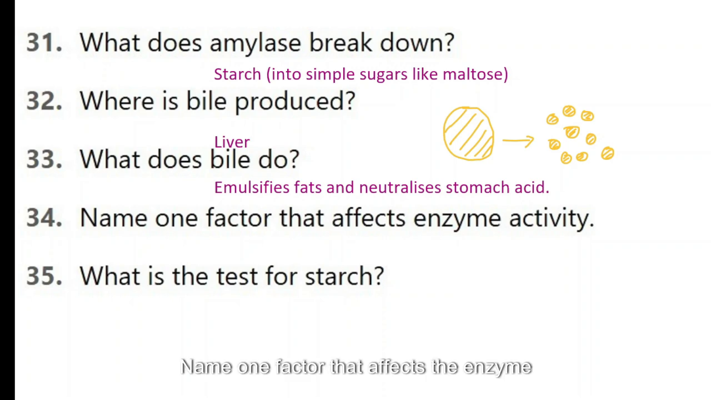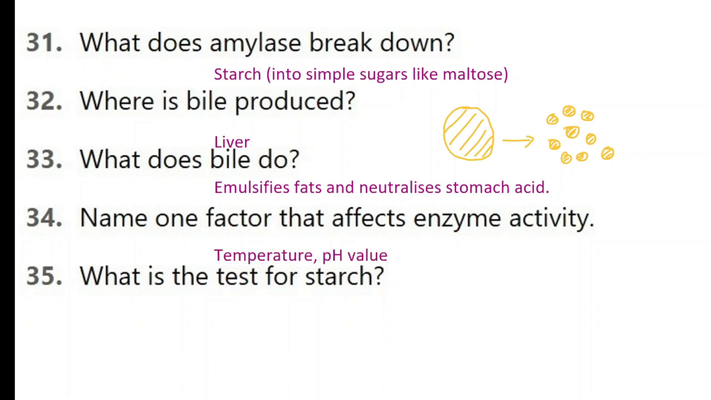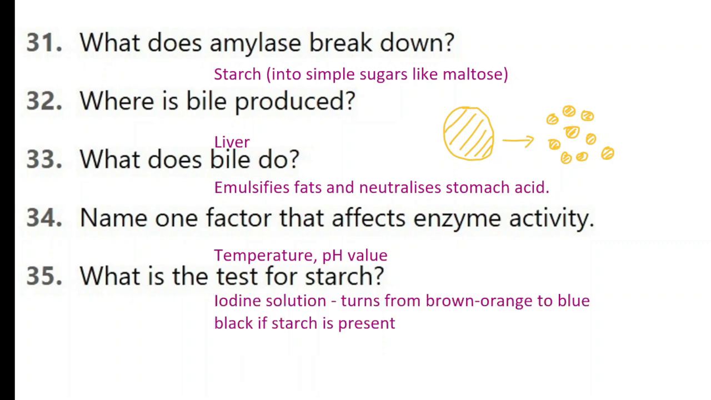Name one factor that affects the enzyme activity. The answer would be temperature, pH value, something like that. What is the test for starch? When you add iodine solution, which is orange-brown in color, it turns blue-black if starch is present.